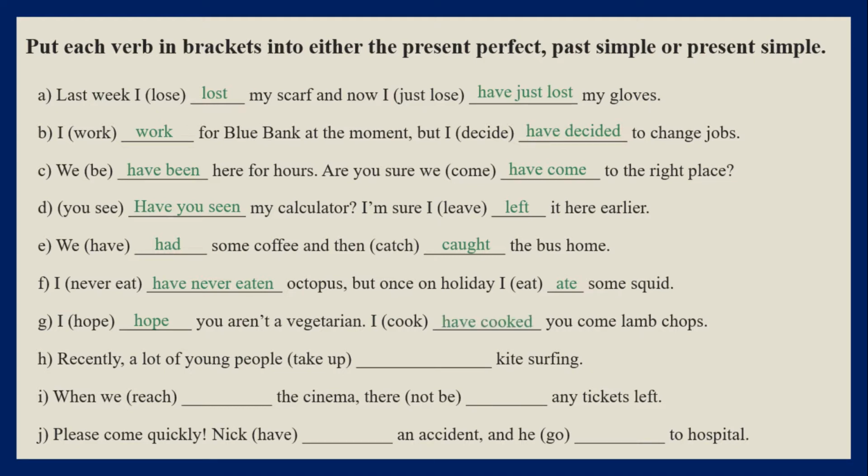I have cooked you some lamb chops. It means you are focusing your attention on the result. It means some lamb chops are on the table. That is the result of your action. That is why we use present perfect.